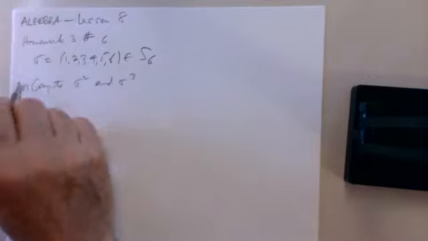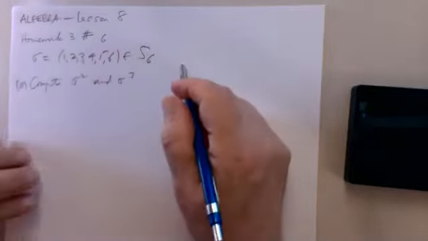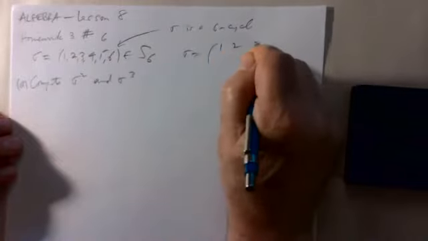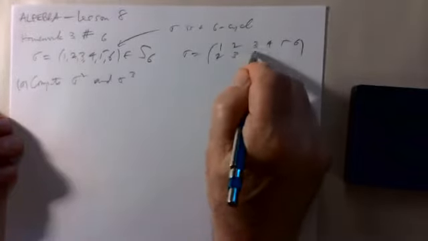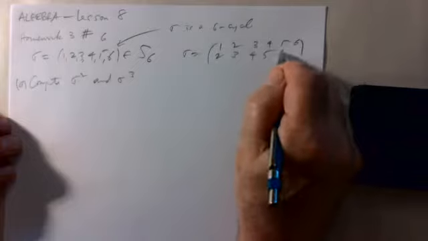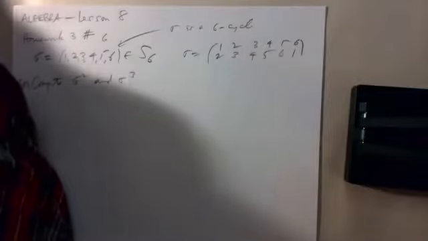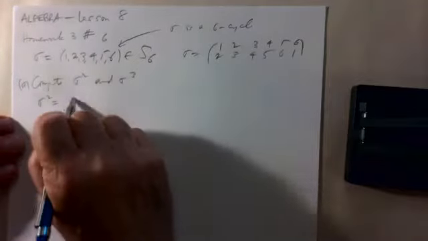That's the first part. So this sigma is a 6 cycle. If you were to write sigma in the standard form, 1 goes to 2, 2 goes to 3, 3 goes to 4, 4 goes to 5, 5 goes to 6, and 6 goes back to 1. So sigma squared means sigma composed with sigma.